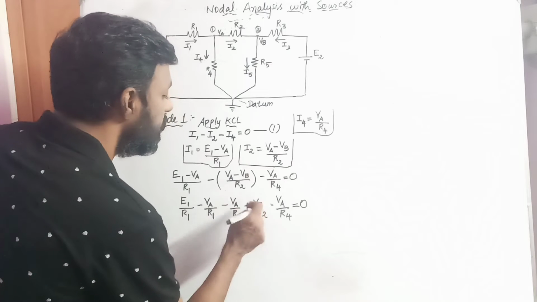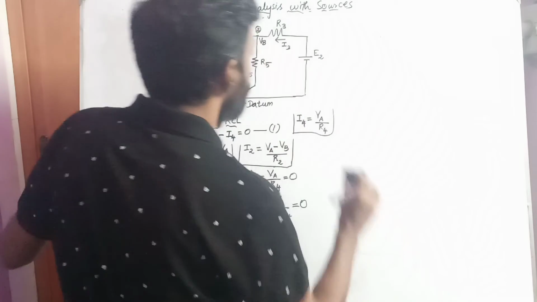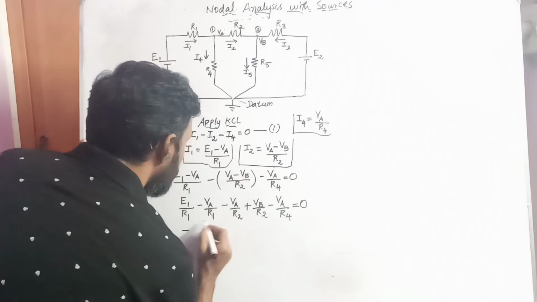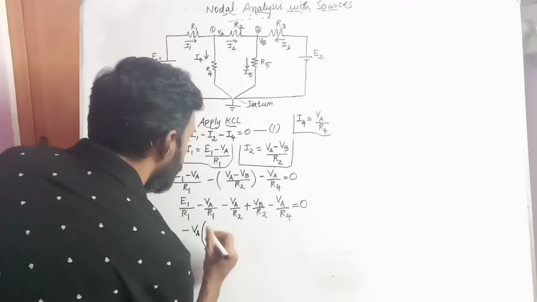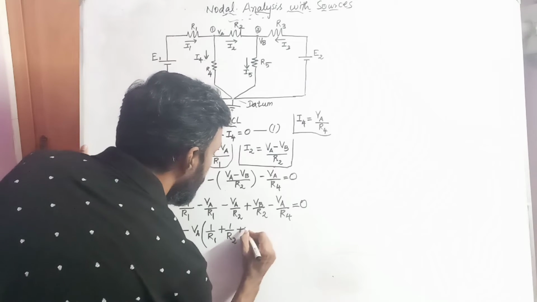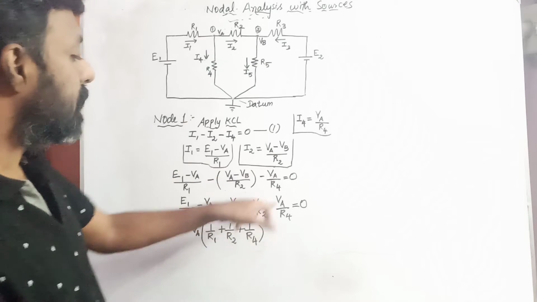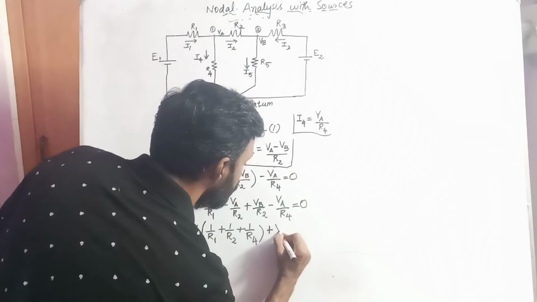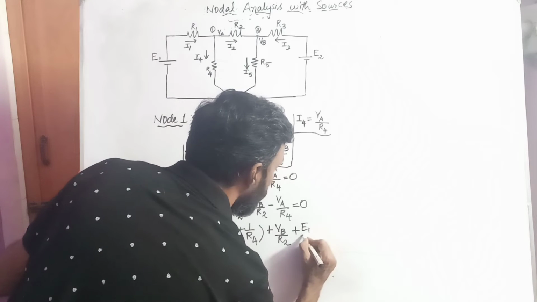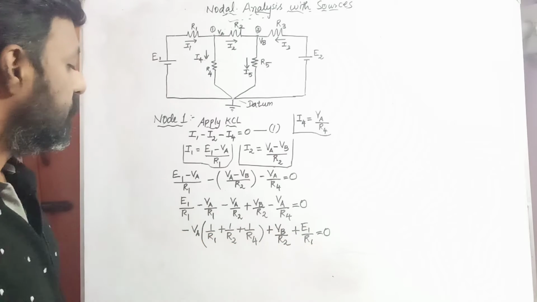You have minus VA, minus VA, minus VA here. So it will become minus VA, putting it under bracket, 1 by R1 plus 1 by R2 plus 1 by R4, plus VB divided by R2, plus E1 divided by R1, which is equal to 0.